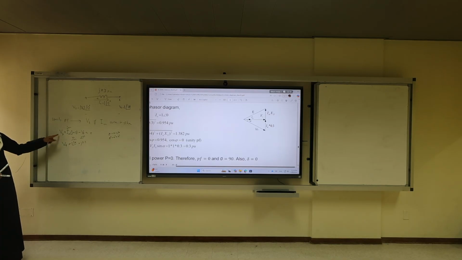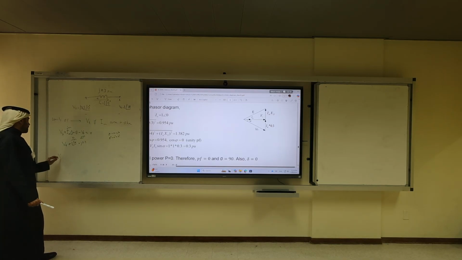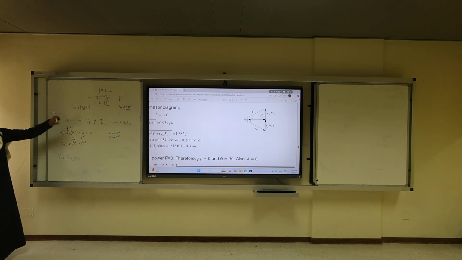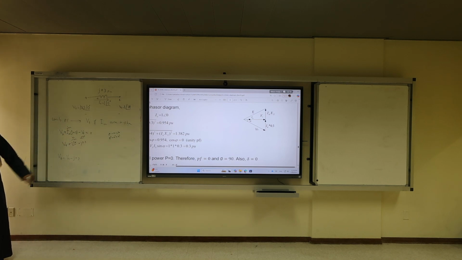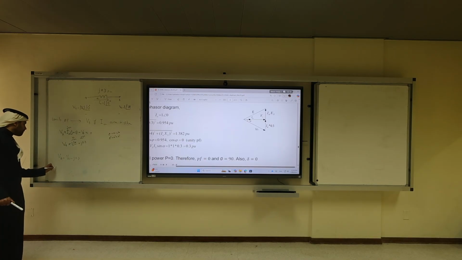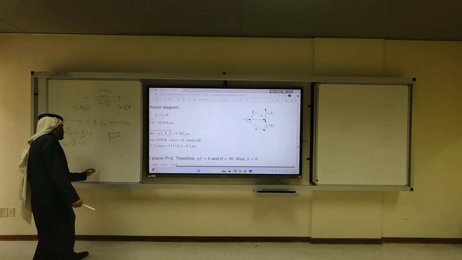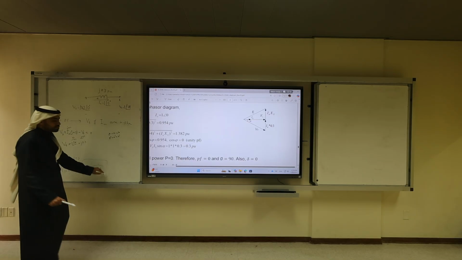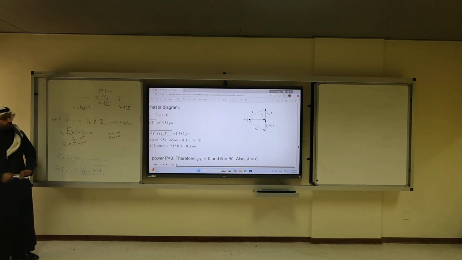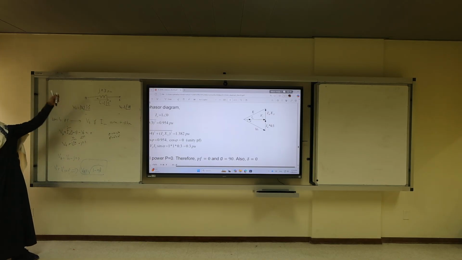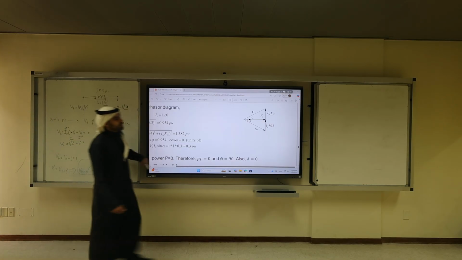So what is VB? VB is VT minus j0.3. The j0.3 is already pointing up, so minus j0.3 is pointing down. But that's why you know that VB squared equals VT squared plus 0.3 squared. This implies that VT is square root of 1 minus 0.3 squared. The idea is that j0.3 is pointing up. If you make it minus, it will be pointing downward. So you have to use the phasor diagram. Get it?